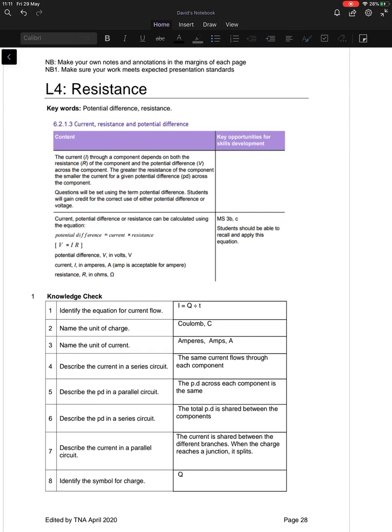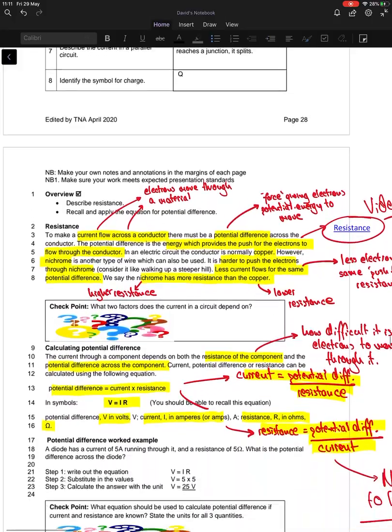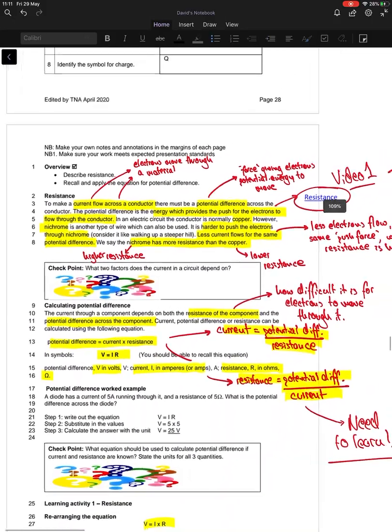And then same for current in a parallel circuit. Remember opposites. The current is shared across the different branches as opposed to being the same as it is in a series circuit. And identify the symbol for charge. That symbol is a Q. So turn on to the next page.